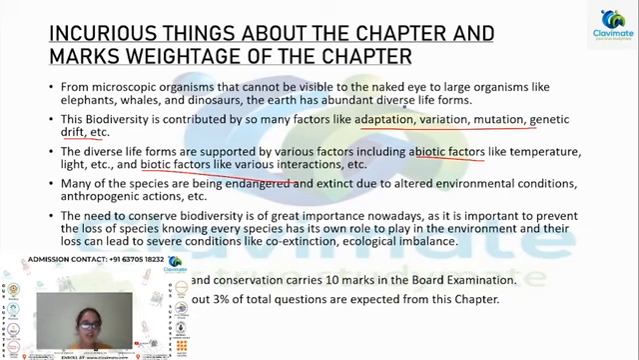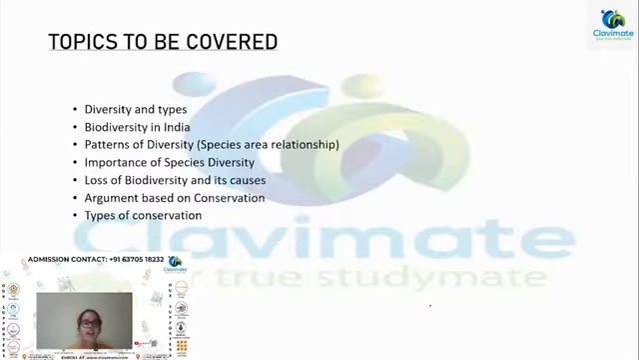species. Okay, coming to the marks weightage, this unit carries around 10 marks for board examination, and in the NEET examination it is expected to carry 3% of the total questions. Okay. The next topics covered in this chapter are diversity and types, biodiversity in India, patterns of diversity, importance of species diversity, loss of biodiversity and its causes, arguments based on conservation, and types of conservation.